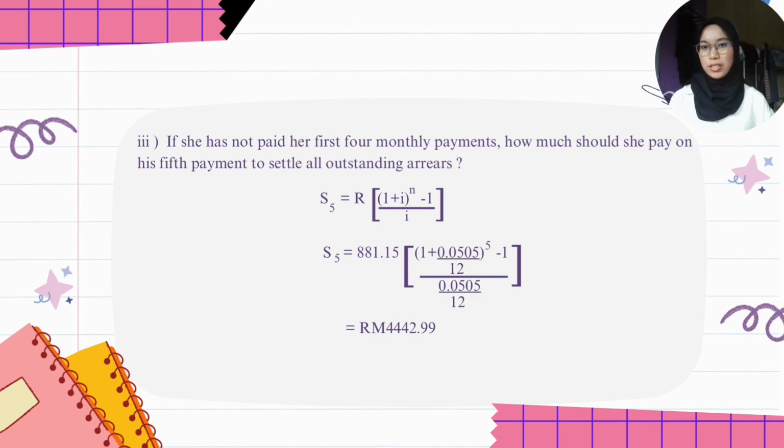Question B, 3. If she had not paid her first 4 monthly payments, how much should she pay on her first payment to settle all outstanding arrears? For this question, we're going to use the formula S. So S equal to 881.15 times 1 plus 0.0505 over 12 power of 5 minus 1 over 0.0505 over 12. So the amount we will get is 4,442.99 ringgit.